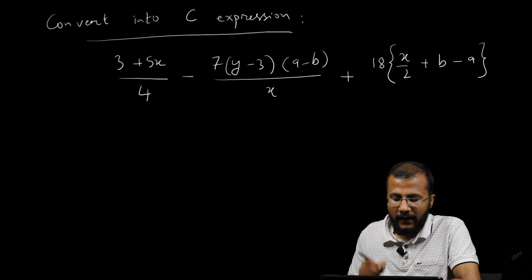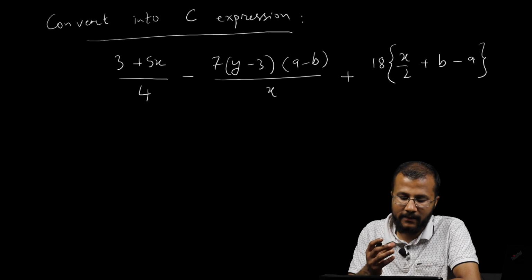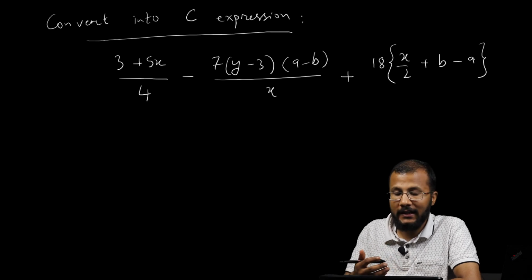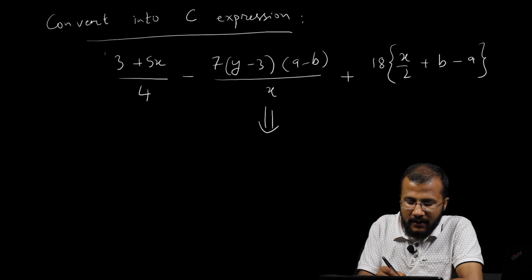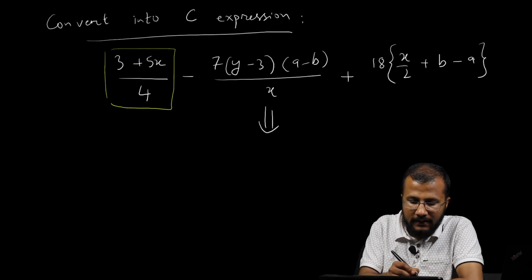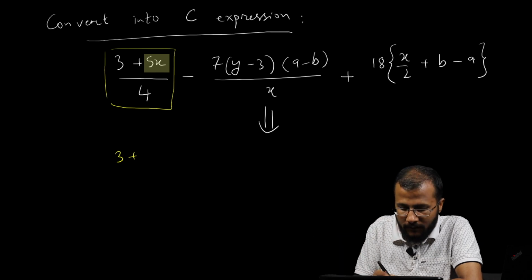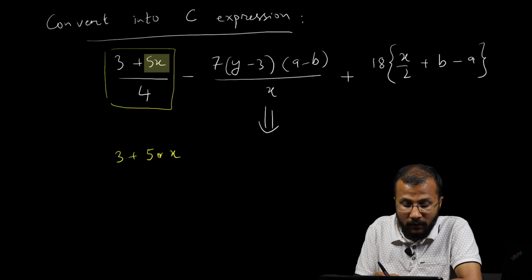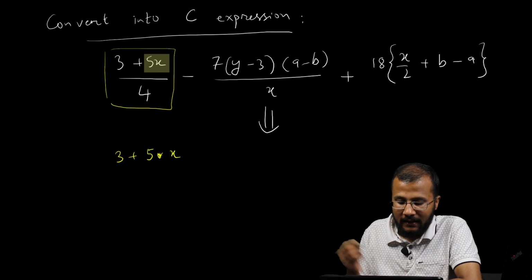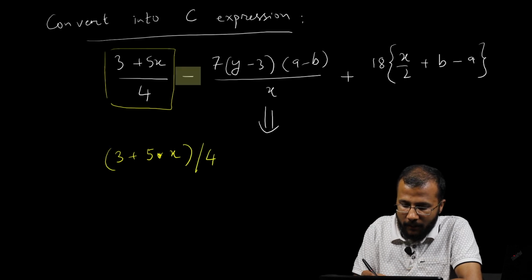Okay, so now finally we'll try to convert this expression. This looks a little complex. This is a mathematical expression, and we convert it into a C expression. Okay, so let's see how it works. First of all, let's try to convert this one. It looks like this: 3 plus 5x, which is actually 5 times x. So I have to write 5 times x as multiplication. You can't simply write 5x in C. Okay, and this entire thing is divided by 4. And this minus is copied as it is.